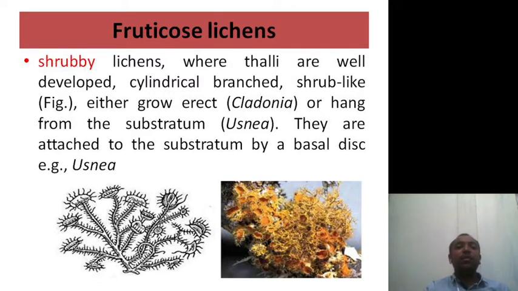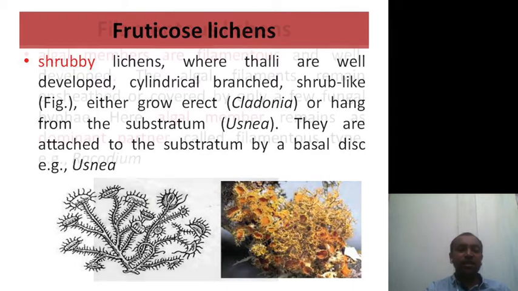Now where thalli are well developed, cylindrically branched, shrub-like, with erect growth, an example is Cladonia, or they hang from the substratum, as in the case of Usnea. They are attached to the substratum by means of a basal disc.